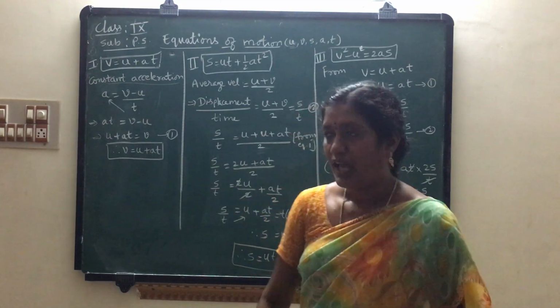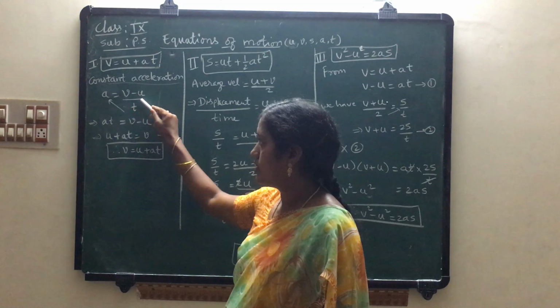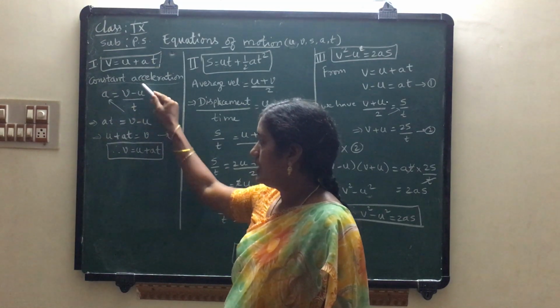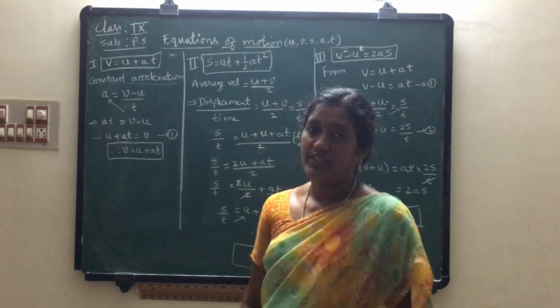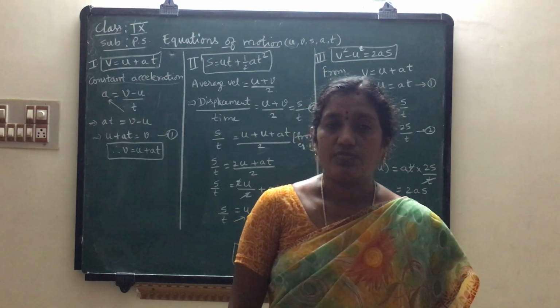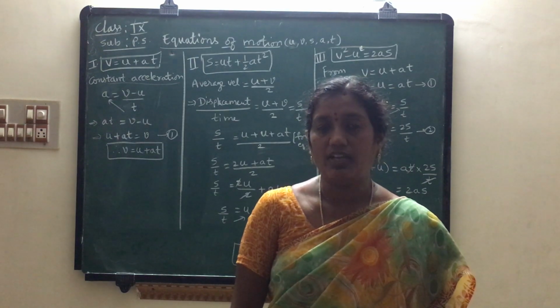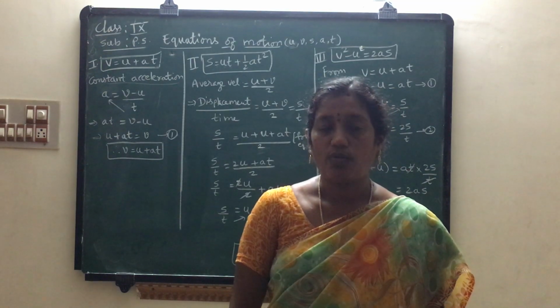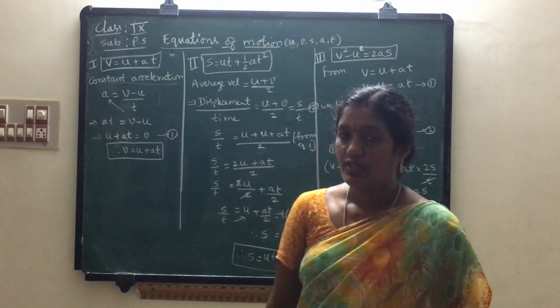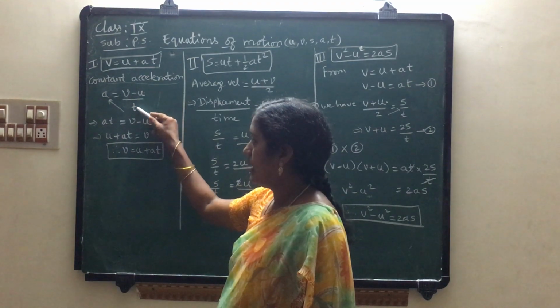Okay children, so acceleration is equal to final velocity minus initial velocity by time. This is the change in velocity. We always take v, the final velocity, minus u, the initial velocity, because final velocity is always more when compared to the initial velocity. So acceleration is equal to v minus u by t.